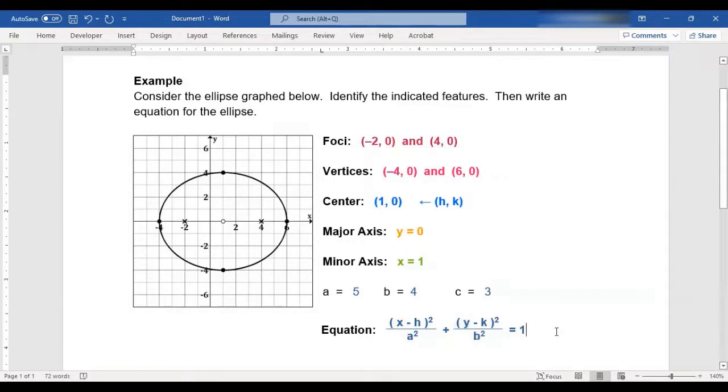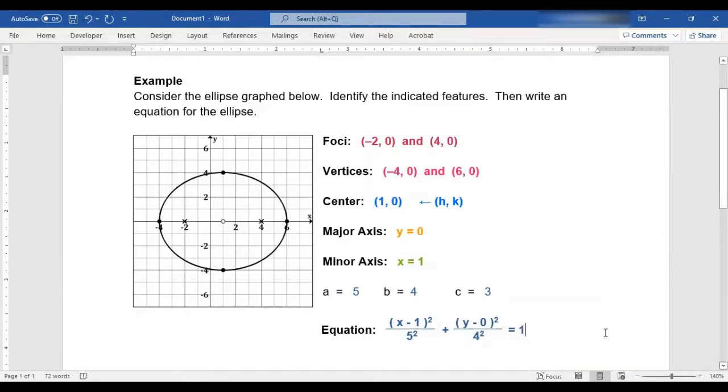So this is the formula for the equation that we're going to use. And now we just plug in the components that we found before. So as you'll recall, I said that h, k comes from the center, and we figured out a and b. So h is going to be 1, and a is 5, and k is 0, and b is 4. Beautiful.